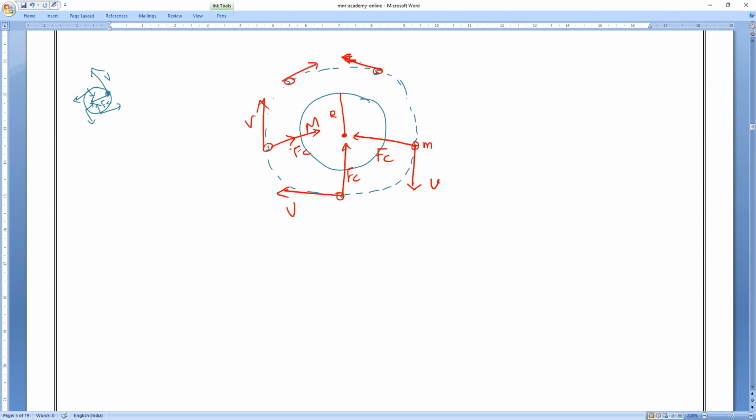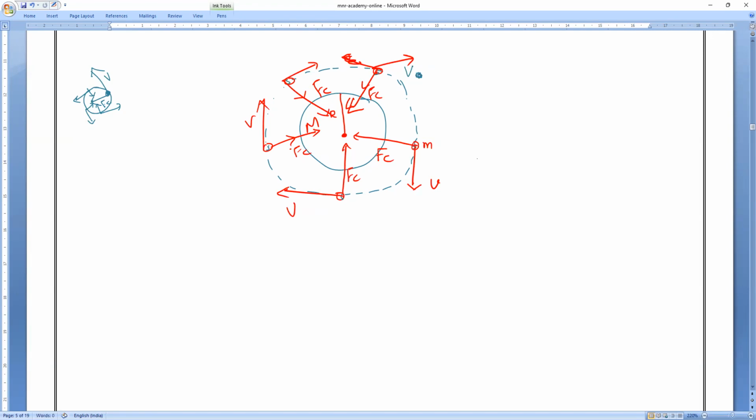Direction of velocity, and direction of centripetal force. Am I right, everybody? Please respond, guys. So we have studied this or not? Yes, sir.